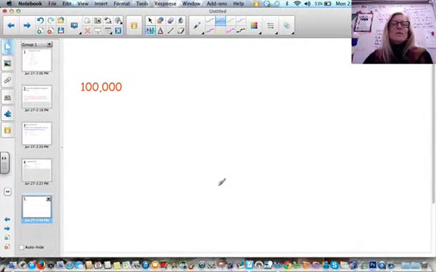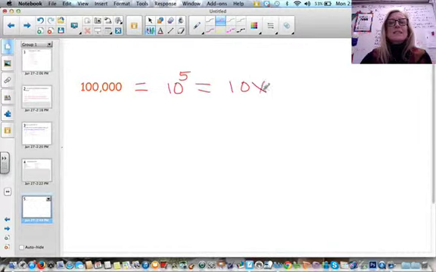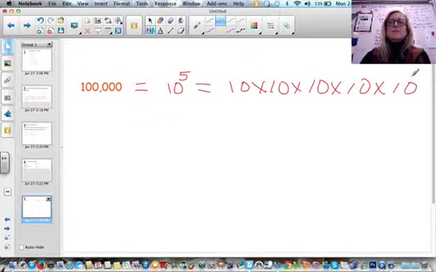One more thing I wanted to remind you, just so that we understand what we are writing and what the powers mean. If I have 100,000, I can write that as 10 to the 5th power. Remember that that means it's the same as saying 10 times 10 times 10 times 10 times 10. That's actually what we're doing: taking this base and multiplying it by itself 5 times.